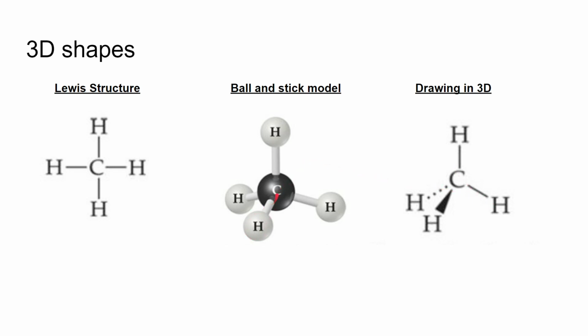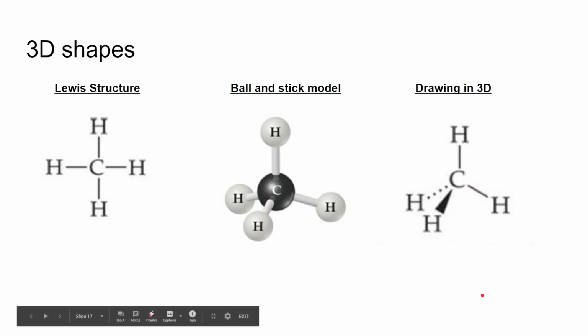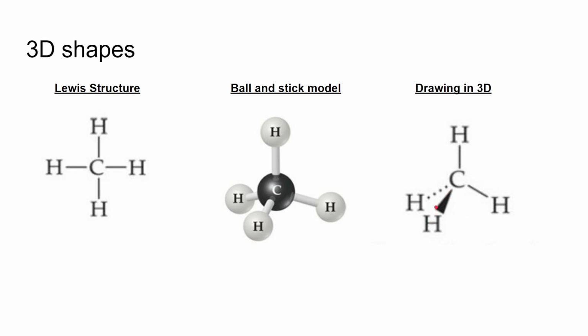You see this hydrogen's coming towards us? We draw hydrogens coming towards us, or any atom coming towards us, with this type of drawing. It starts off small, it gets bigger, and it's shaded in. If it's going away from us, like this hydrogen in the back here, we just draw it as dotted lines. This is how we draw our shape in 3D.